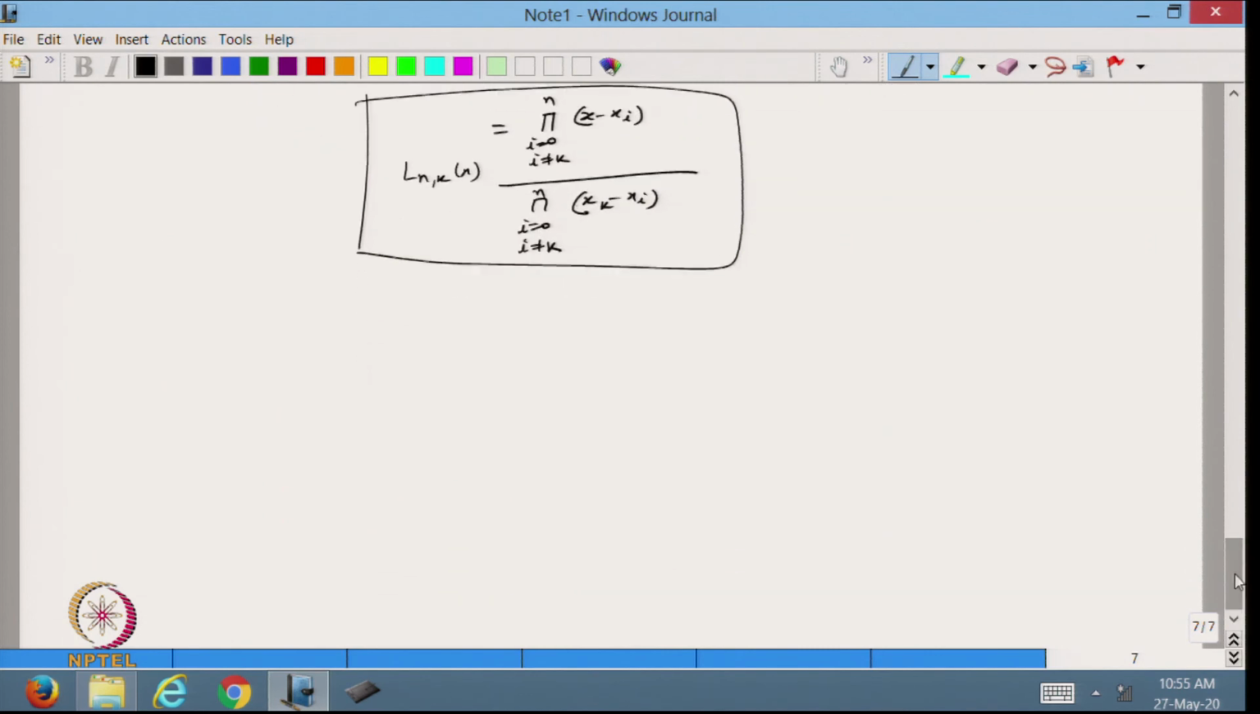Now we want to define from here the error involved in the Lagrange interpolating polynomial.